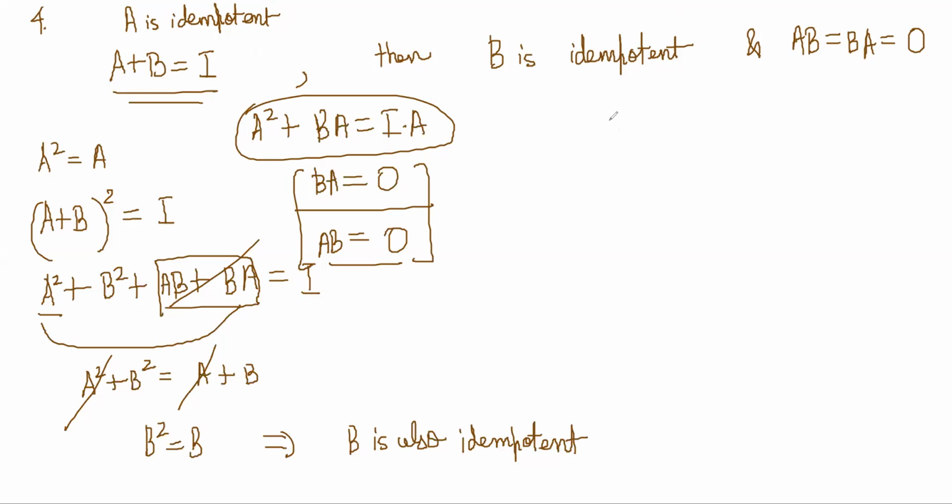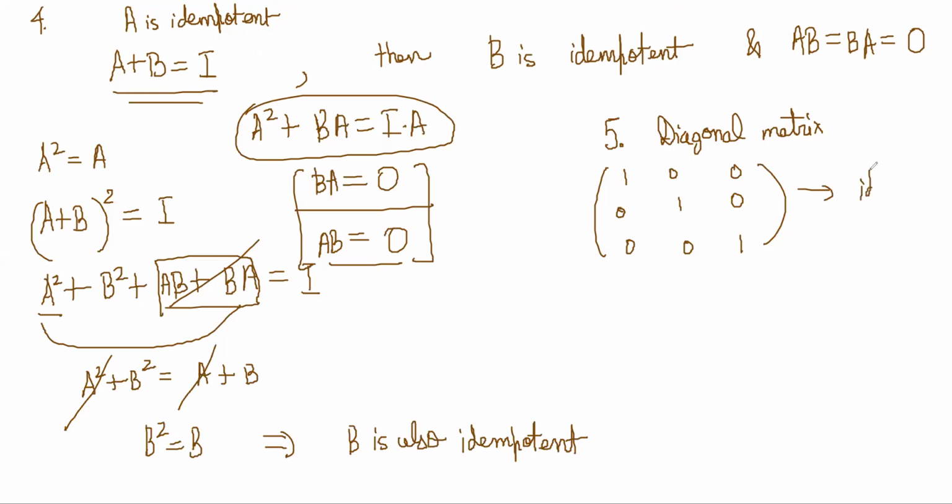Okay, this is one. Then 5 is a diagonal matrix, say 1 1, all the diagonals are 1, right? So this is basically an identity matrix. That is obviously also idempotent, right?